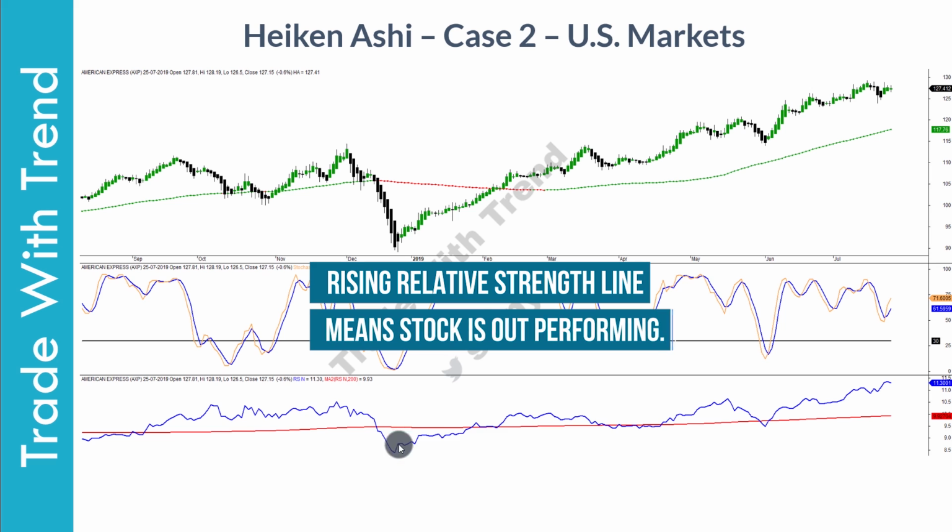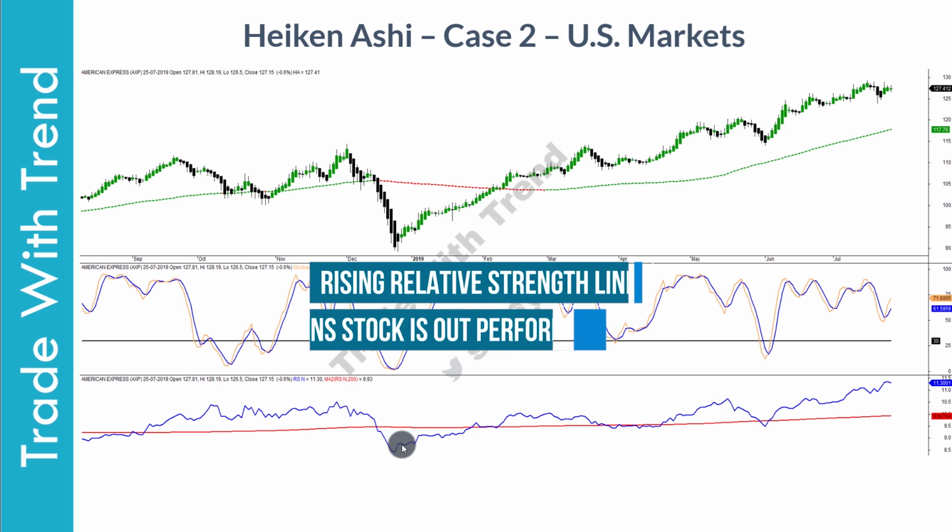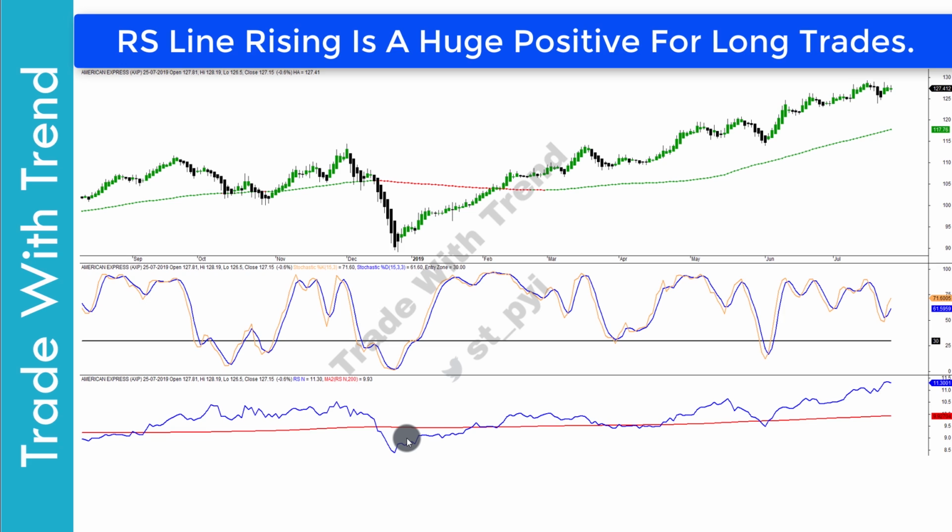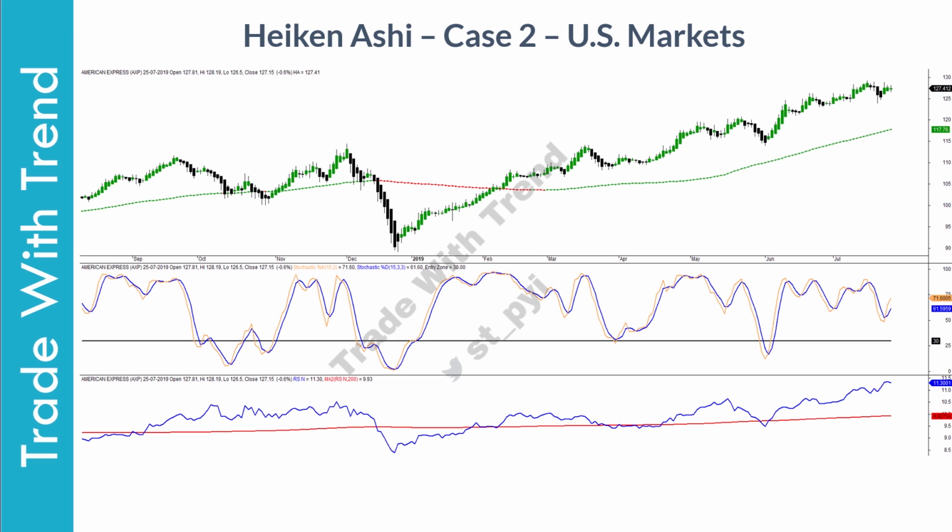Do take a look at the relative strength line as well. As price moved higher from January 2019, the relative strength line has steadily moved higher. This means the stock has outperformed the broader market.